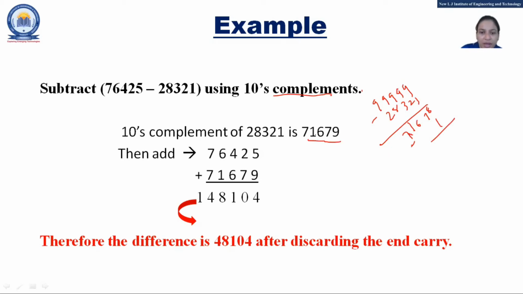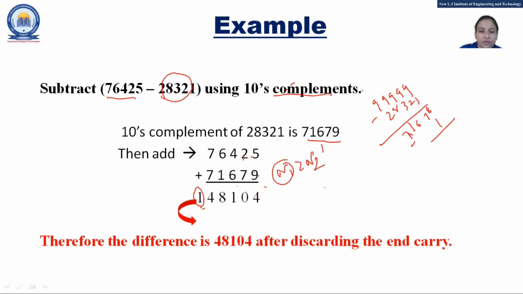Now we have to add this to our first number. As you can see from the screen, we are adding the first number to the tens complement of this number. 9 plus 5 is 14, 0 1. Now, after getting a result, we have to look for the carry. If any carry is generated, we have to discard it, in the case when the first number is greater than the second number.